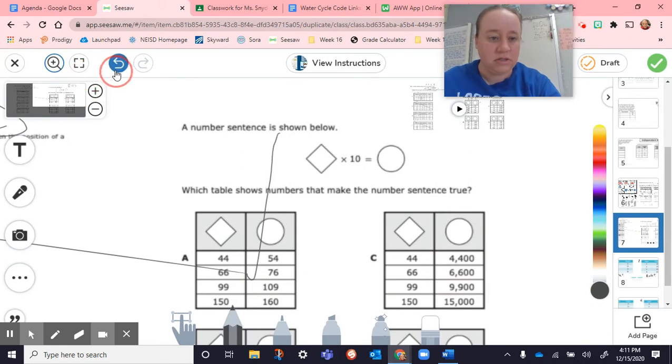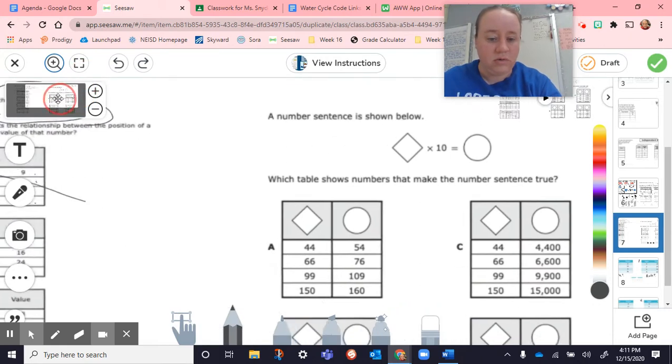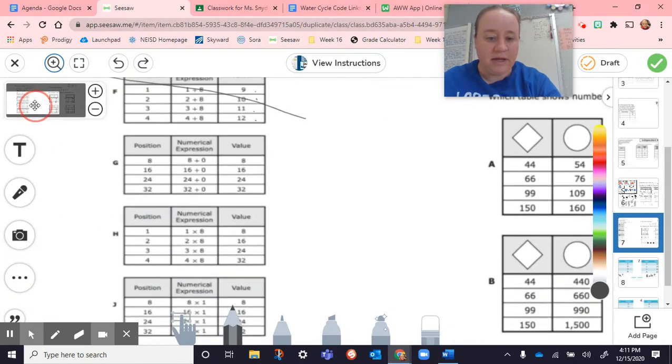Oh my goodness, what did I just do? I went going crazy around here. All right, let me go back. All right, so values is good, value is good, value is good.